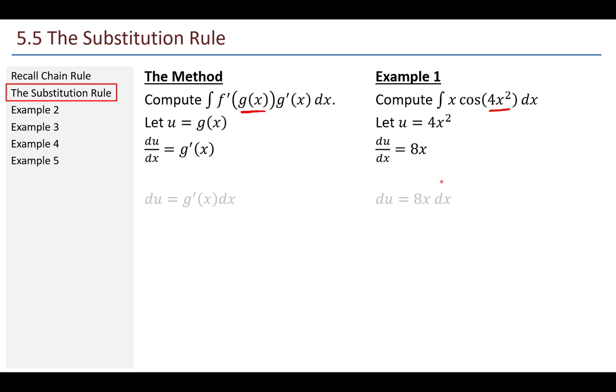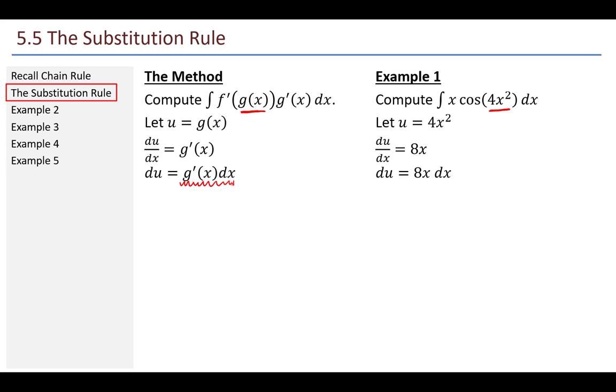And next I do something a little bit funny. Let's treat that du dx like it was a fraction. And if it was a fraction, this dx on the bottom could be multiplied by both sides. And I can solve for du. So du is g prime of x dx. On the right, du is 8x dx.